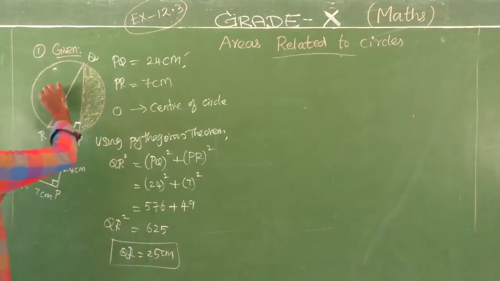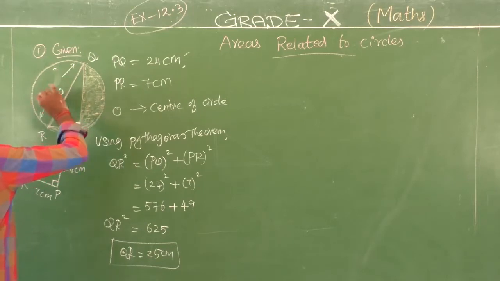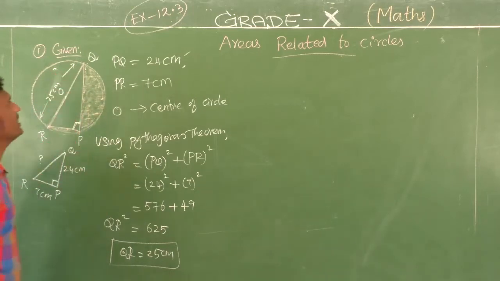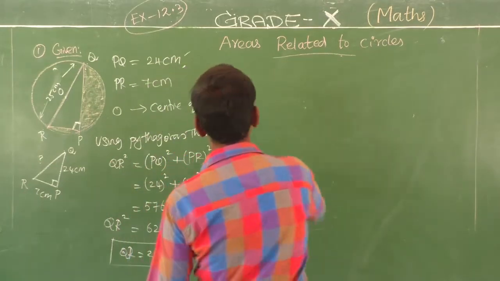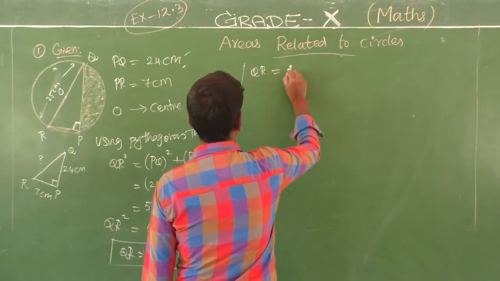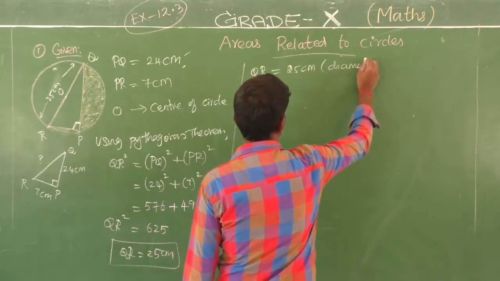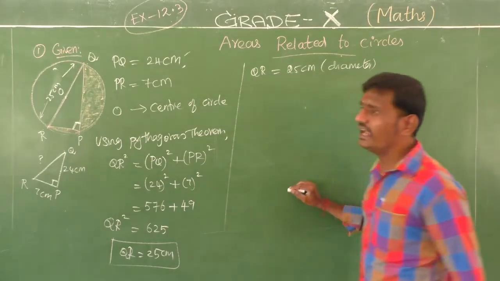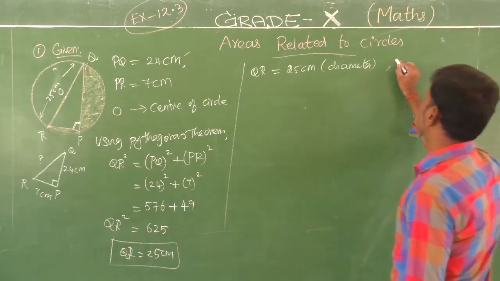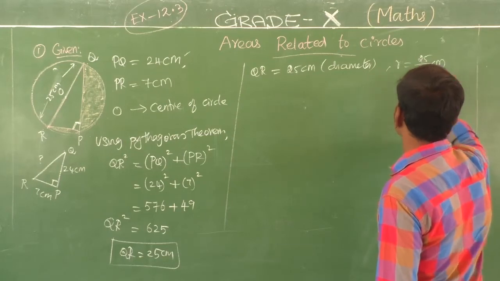Now we have found the value of the diameter of the circle, that is QR. Yes, students, everybody there? So QR is equal to 25 centimeter. That is your diameter. Then I am going to take the radius r equal to 25 by 2 centimeter.